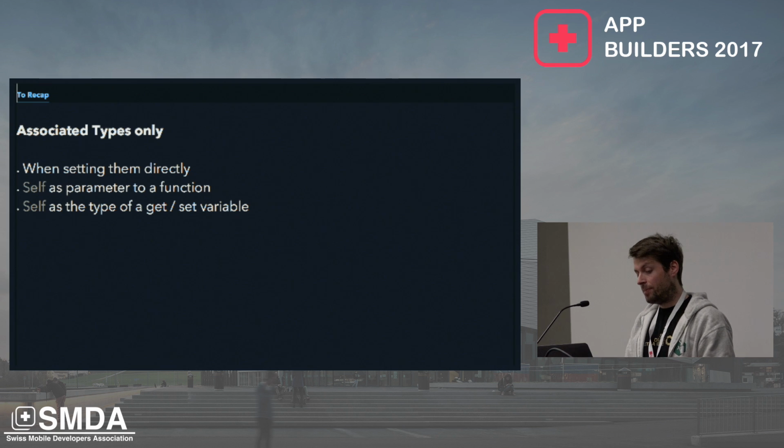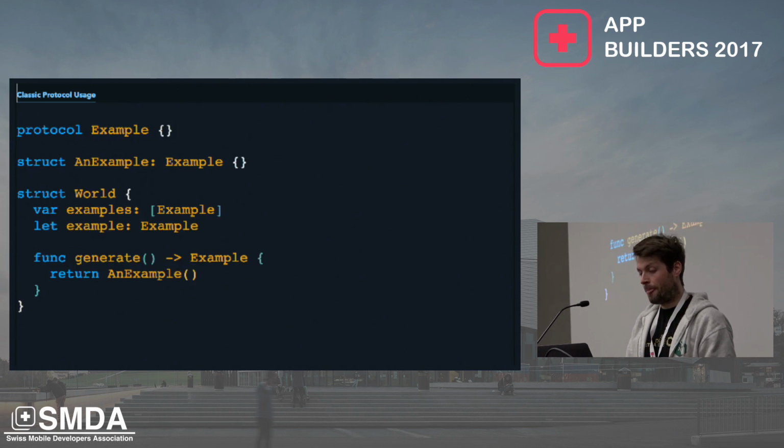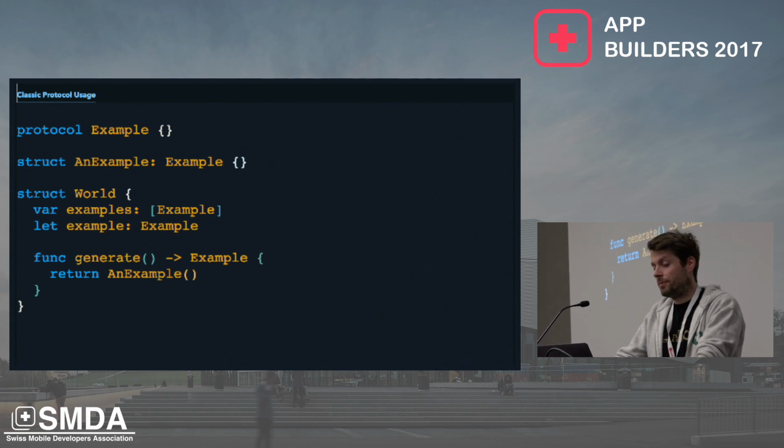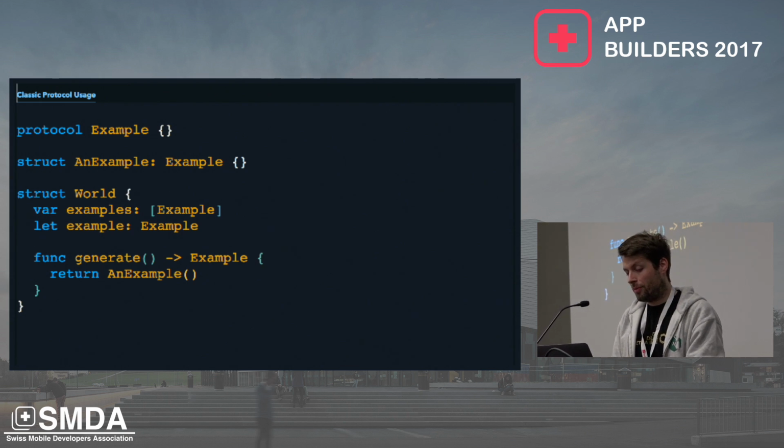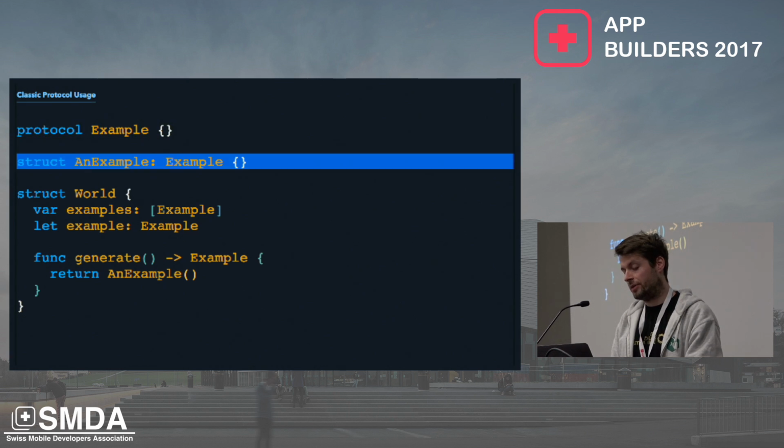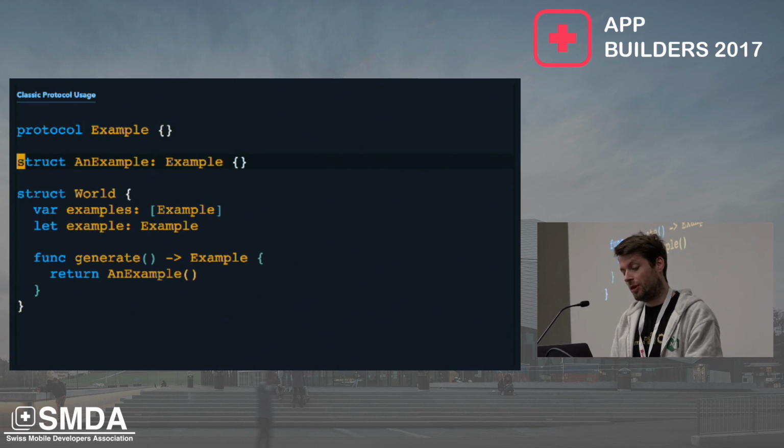So to recap, when setting them directly, when you have them as a parameter to a function, or when you have the type as a get or set variable, that's how you introduce associated types into your protocol. Usually when you use protocols, those are the things you can do with them. So you have a protocol example, and you have a struct called an_example, and it conforms to the example protocol.